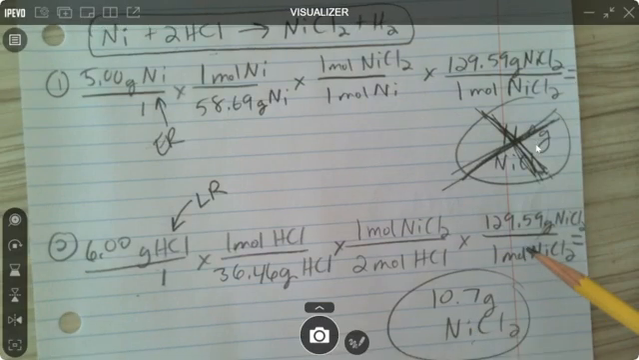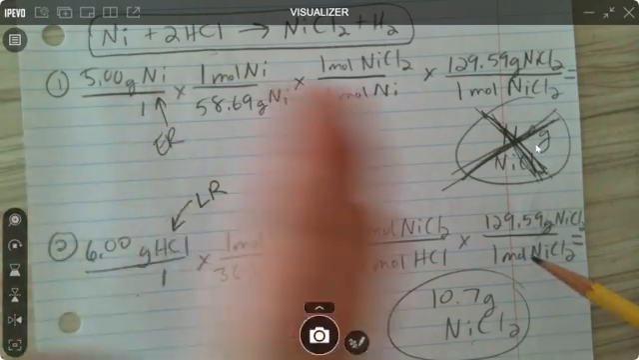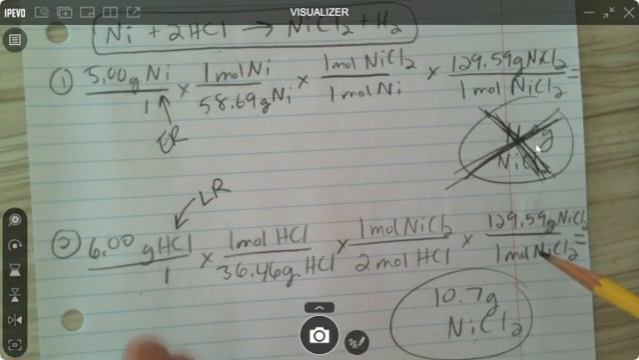This is how it's going to be in the lab from now on: you'll know the amounts of both reactants, but you won't know which one is limiting. So you have to do 2 calculations, and then from then on, use the limiting reactant as the basis for all of your calculating, okay?